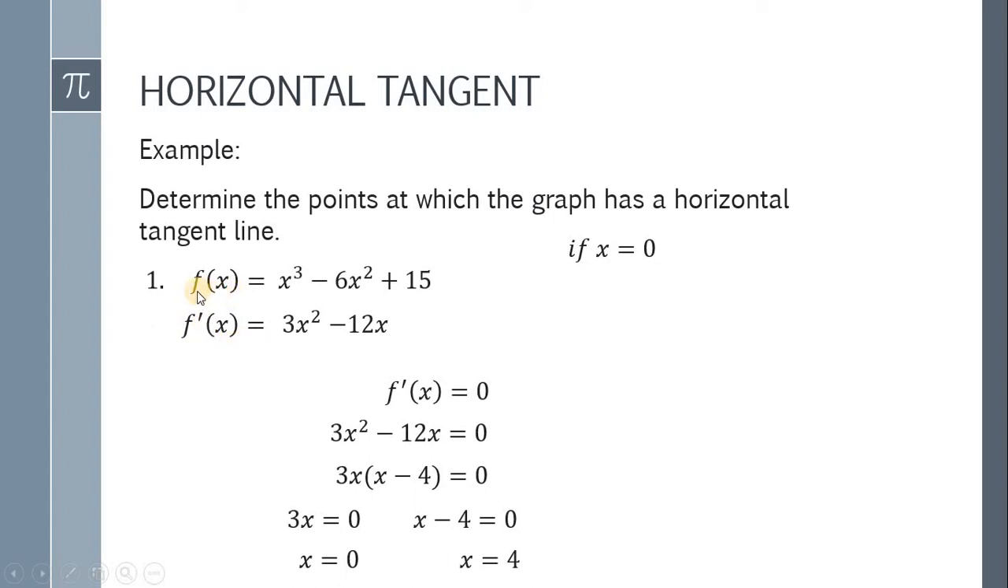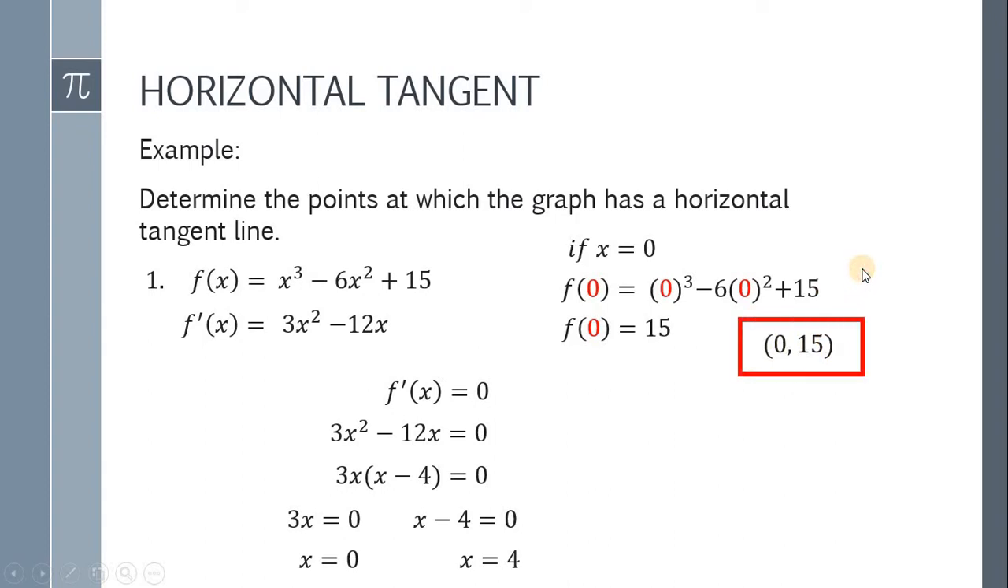Tandaan na itong f prime of x is the slope of our function. Now, gagamitin natin is yung f of x is equivalent to x cubed minus 6x squared plus 15. Lahat ng x papalitan natin ng 0 at yung makukuha nating value, that's the y coordinate of 0. So we have f of 0 is equivalent to 0 cubed minus 6 times 0 squared plus 15. Now, lahat yan is magiging 0. So we have f of 0 is equivalent to 15. Now, yung 15, ito rin yung y coordinate ng ating point. So we have x, y, or simply 0, 15. And we're done. Meron na tayong isa. Ito yung point kung saan meron tayong horizontal tangent.